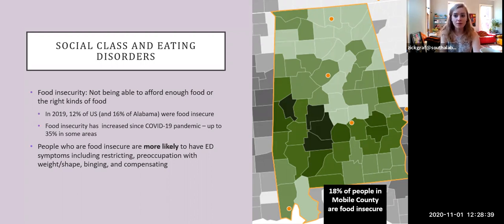In 2019, before the pandemic, the prevalence of food insecurity in the United States was 12%. It's higher in Alabama, 16%. And here in Mobile County in 2019, the prevalence of food insecurity is 18%, which is almost 1 in 5 people in Mobile not able to afford enough food. People who are food insecure are more likely to have eating disorder symptoms, including restricting, preoccupation with weight and shape, binge eating, and compensating. So food insecurity is a major risk factor for disordered eating.